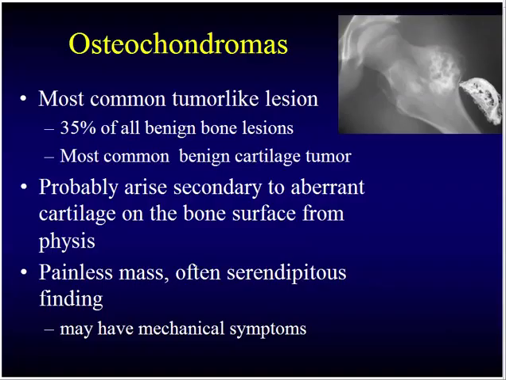I think this is the last one on here before we'll quit. Osteochondromas. This is a very common tumor-like lesion. You've all seen them in your residencies. About a third of all benign bone lesions. It's the most common benign cartilage tumor. We think it arises from cartilage at the physis that grows sideways rather than with the bone. And these are painless masses, frequently found serendipitously, and they may have some mechanical symptoms associated with them.